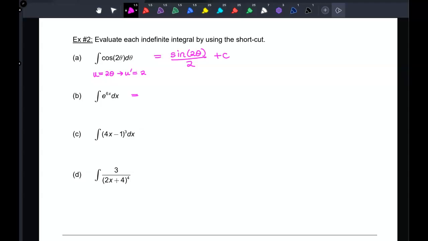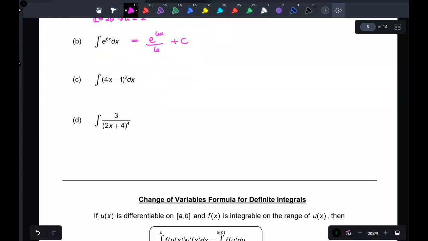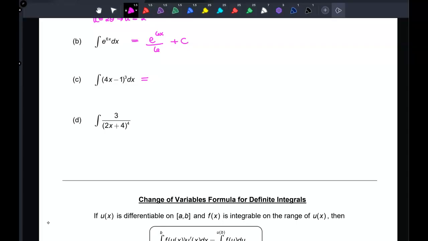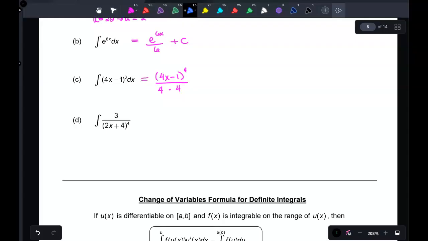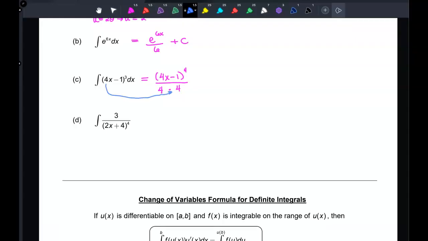Okay, next one. 6x would be u. So it's going to be e to the 6x over 6, plus c. Okay. This one becomes (4x minus 1) to the 4th over 4. But I also have to divide by the derivative of the inside, which is 4. So that's why it's 4 times 4. Does that make sense?